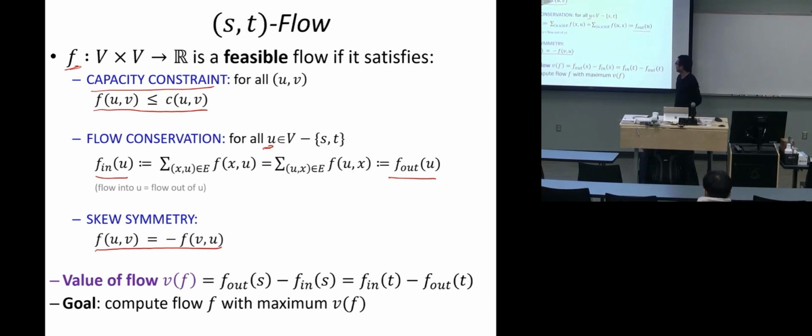Okay, and the net flow out of S will be the same as the net flow into T, because you have flow conservation. Okay, so that's the goal. We want to find the flow with maximum value.